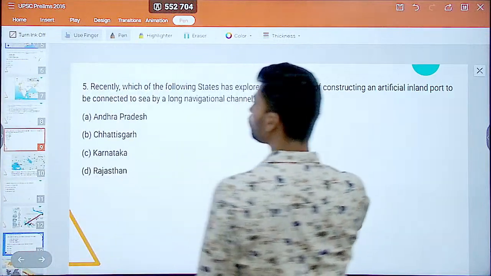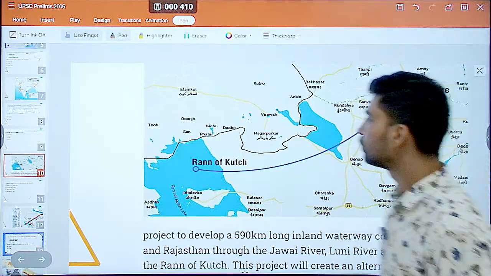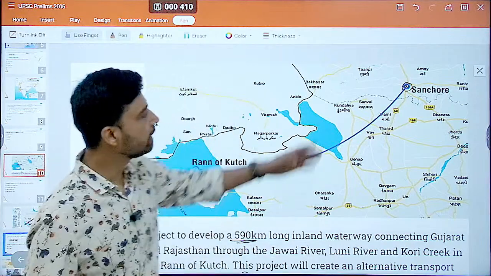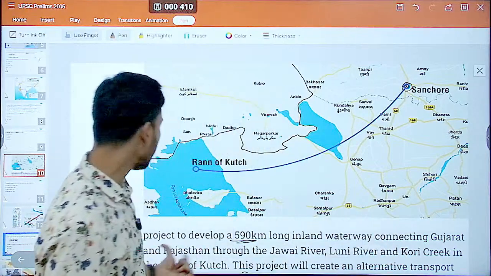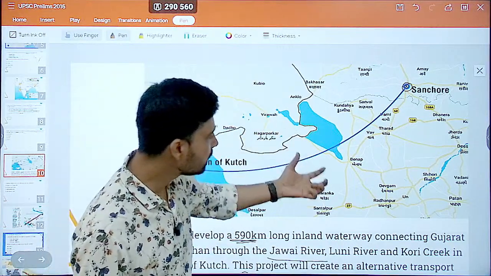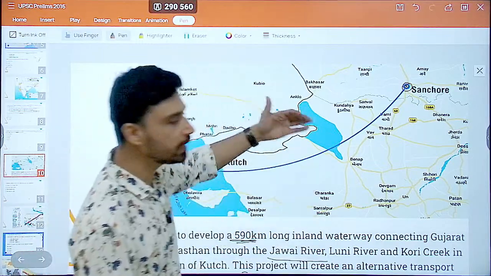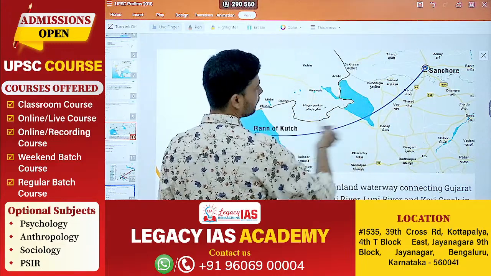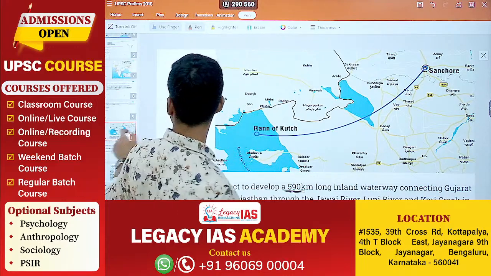Again, it is a current affairs based question which was asked in 2016, since the region is in Rajasthan. The project was basically to develop an almost 590 kilometer long inland canal, as you can see from the map here, that will connect Gujarat and Rajasthan through a river. The Jojari river is there, the Luni river is there, the Kori Creek is there around the Rann of Kutch region. And this project will create an alternative method of transportation as compared to the landward transportation that we are seeing between Gujarat and Rajasthan. So that is what the canal was all about.